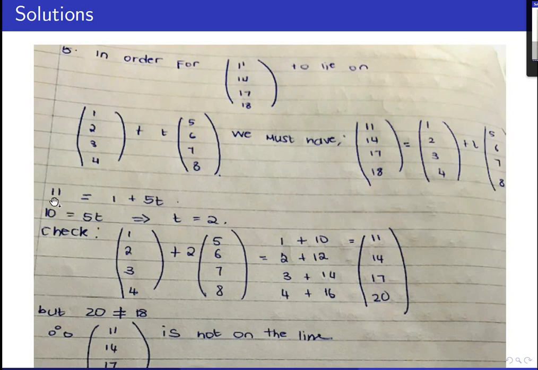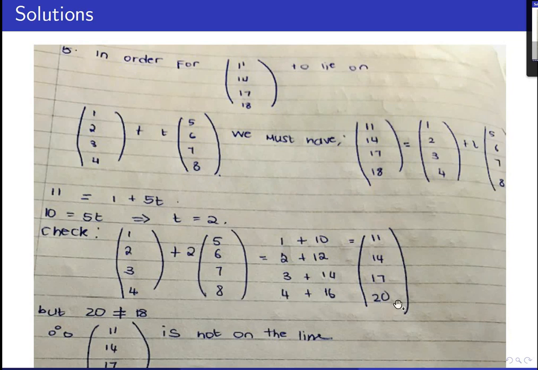For the first equation, we have that 11 is equal to 1 plus 5t, and we solve t to be 2, right? Since we want a unique value of t, which is 2 here, we substitute. The first component is 1 plus 10, which is 11. We are happy. 2 plus 12 is 14. We are happy. 3 plus 14 is 17. We are happy.